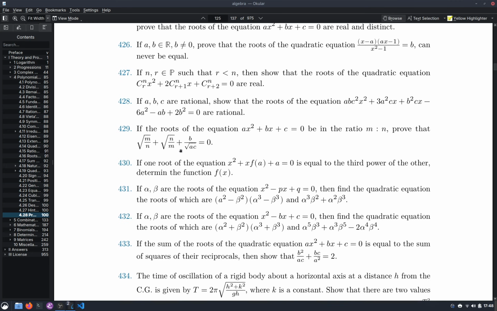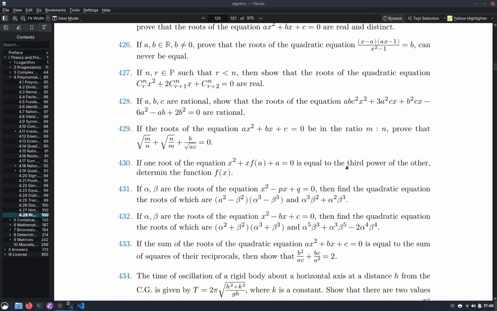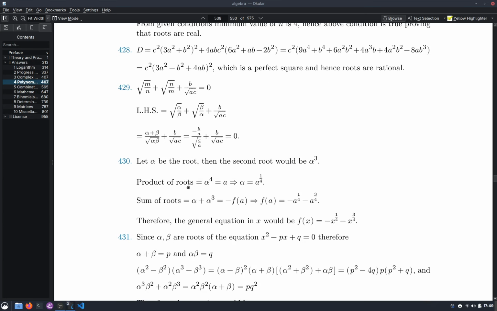Now we come to the last question of this set. Question 430 says that if one root of the equation x square plus x into f of a plus a is equal to 0 is equal to the third power of the other, determine the function f of x. So we let alpha be the one root, then the second root will be alpha cube, because that's what our given condition is, that one root is equal to the third power of the other. Now we take the product of the roots, alpha to the power 4 is equal to a. So alpha is equal to a to the power 1 by 4.